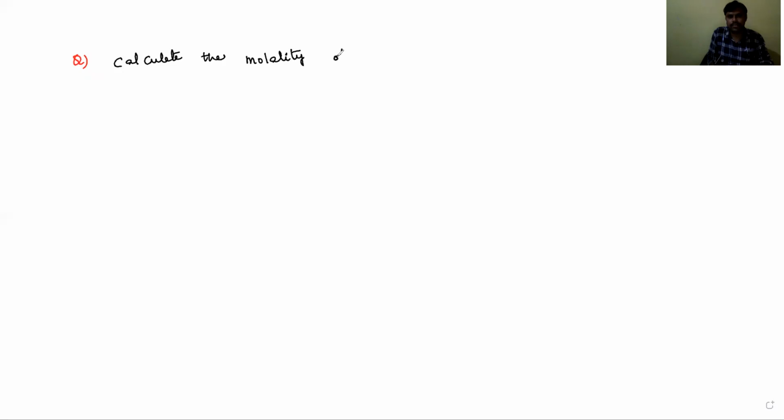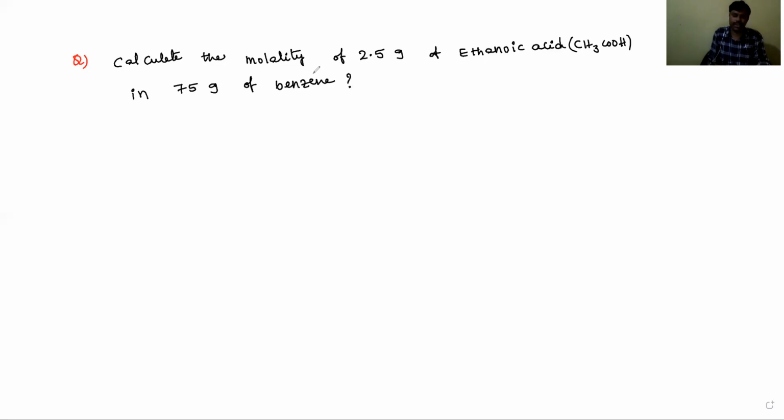Calculate the molality of 2.5 grams of ethanoic acid. Ethanoic acid means CH3COOH. Ethanoic acid is the solute. 2.5 grams of ethanoic acid in 75 grams of benzene. So for this solution, we need to find out the molality.